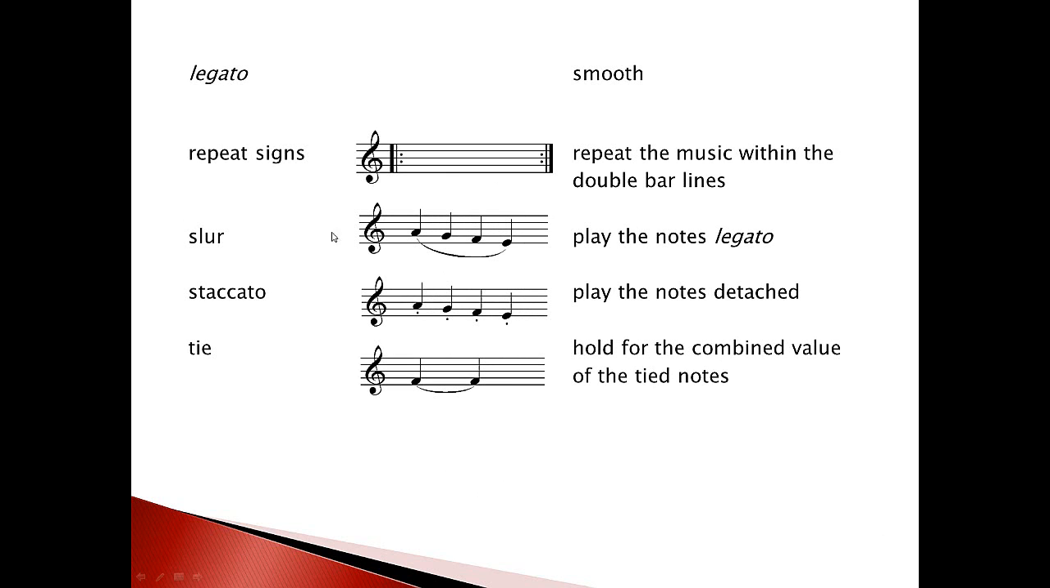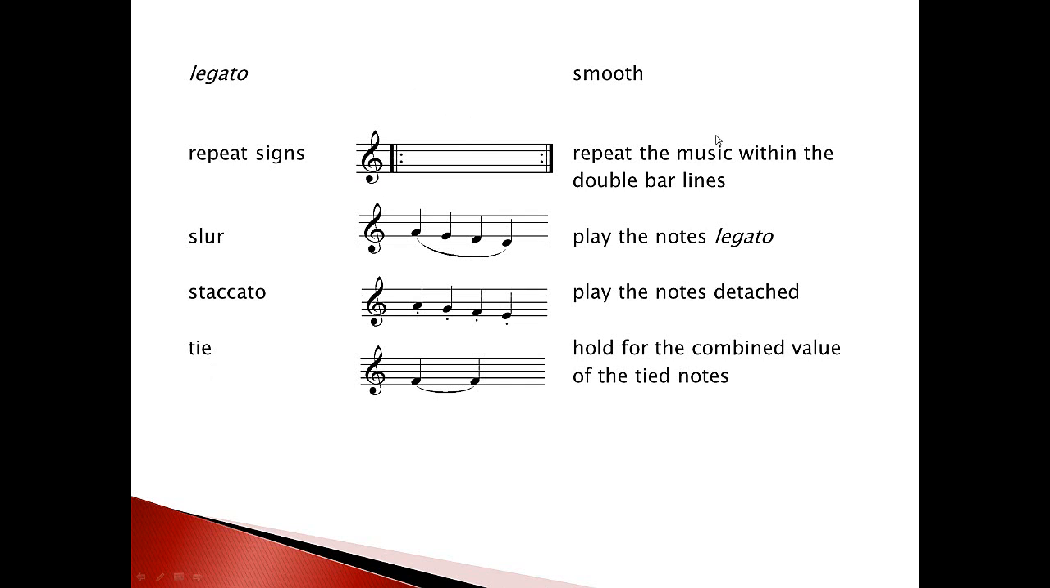Here's some Italian words. Legato means to play smoothly connected. And here's the opposite of legato, staccato. Staccato has little dots. Legato usually has a curved line. And the difference is, here's a legato phrase. Here's a staccato phrase. One is short and detached, one is smoothly connected.